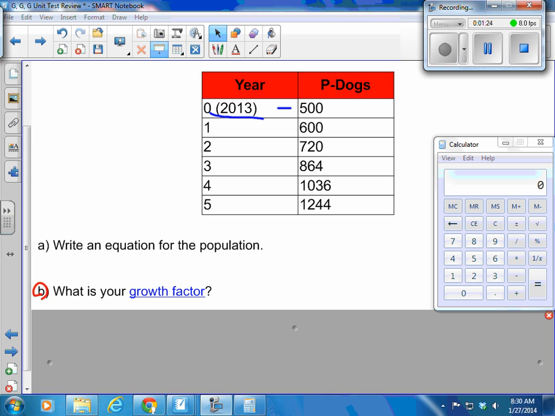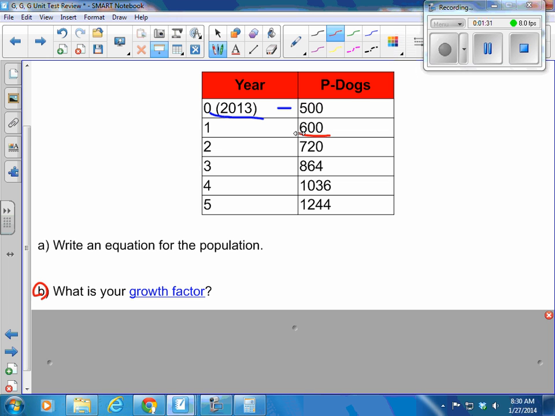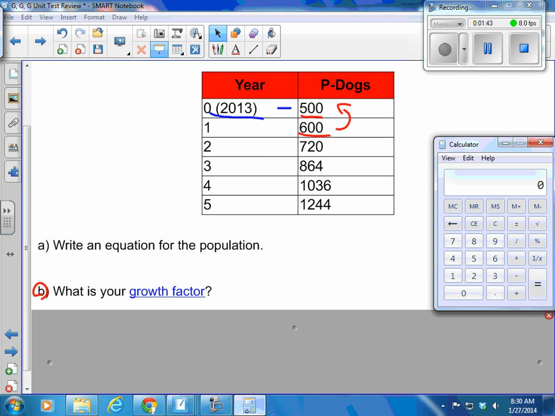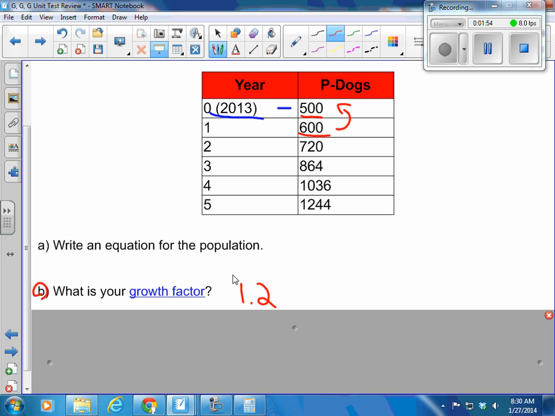Let's start by finding the growth factor. So I'm sure as you remember, we just take 2 numbers to find the growth factor on our chart, and what we do is that we work backwards. So I'm going to work up right there. Whenever we work up, we divide. I will do 600 divided by 500, and my growth factor is 1.2.